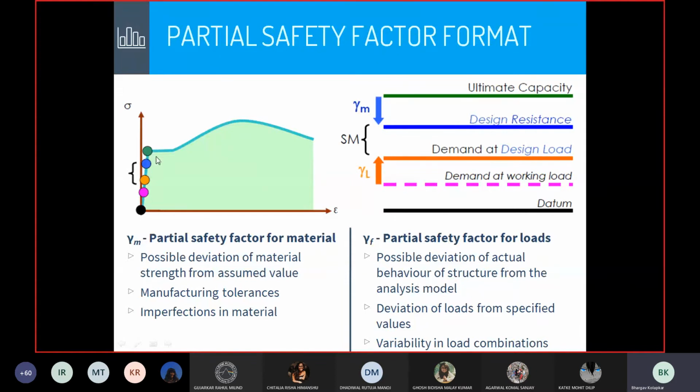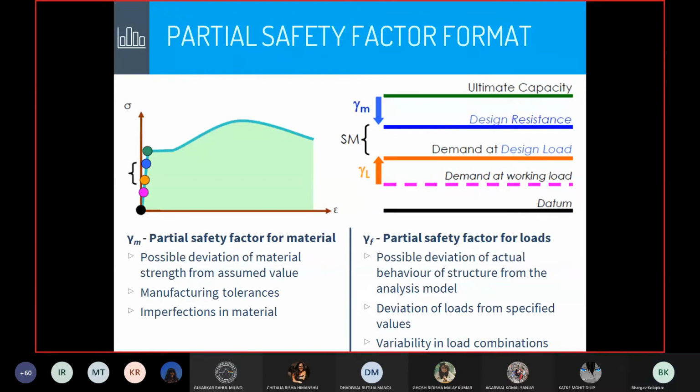So I'll move from green to blue. Even if 415 is the grade of steel and I know that 415 is the yield stress, I still don't want to use 415 directly. I want to use 415 divided by the partial safety factor for material. That will give me some sort of safety factor.